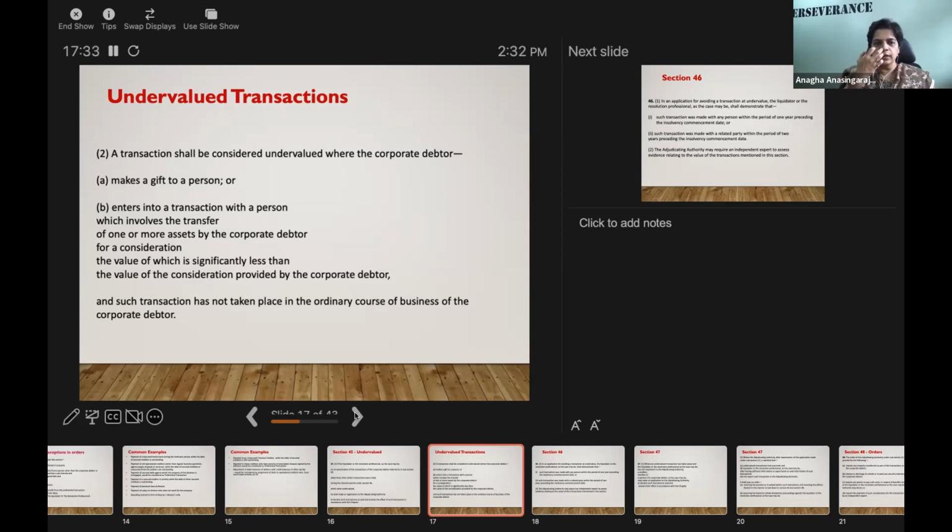So here, all these conditions need to be satisfied: that the transaction has been entered into with that particular person, this transaction involves a transfer of one or more assets by the CD for a consideration, and the value of that consideration is significantly less than the value of consideration provided by the CD. So let us look at some examples also for this.